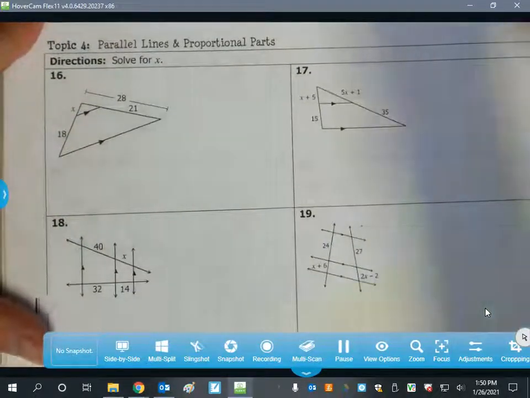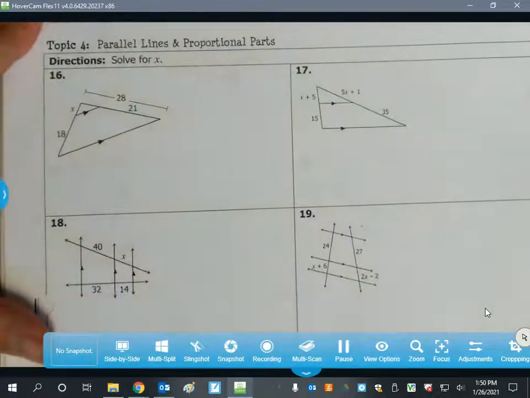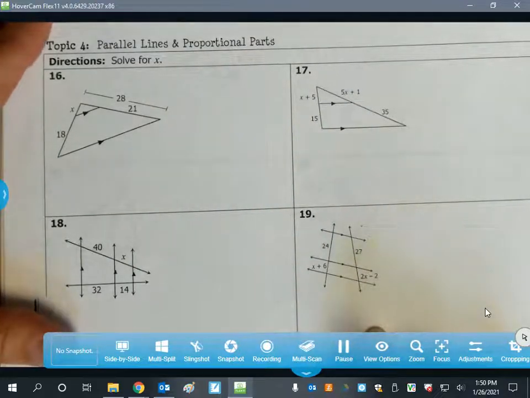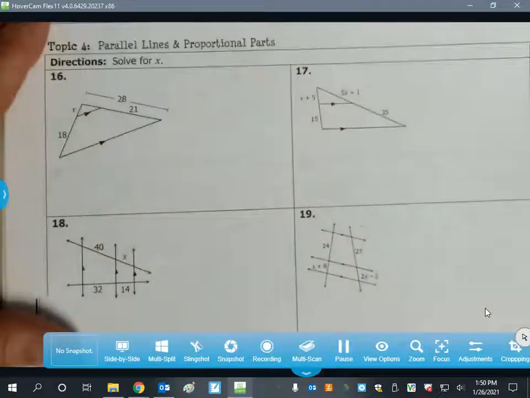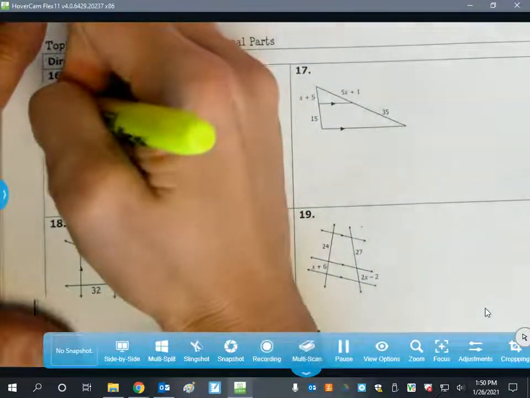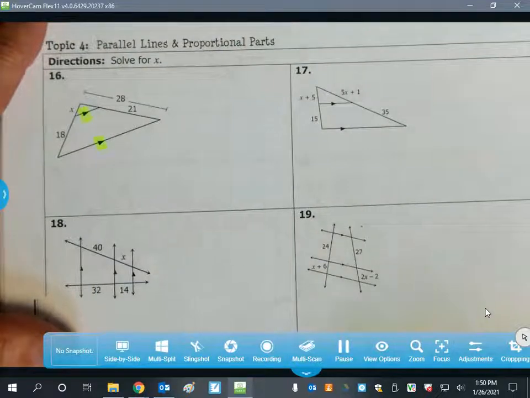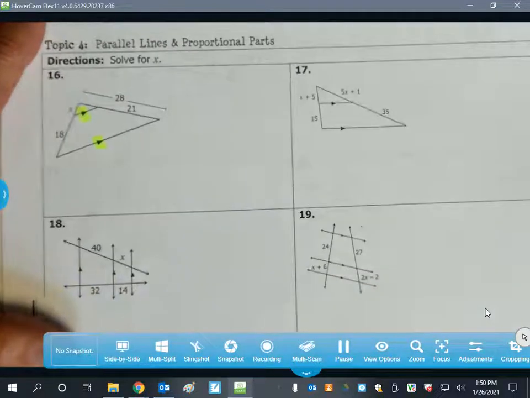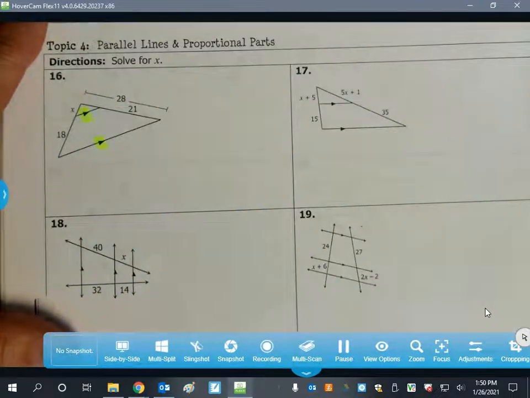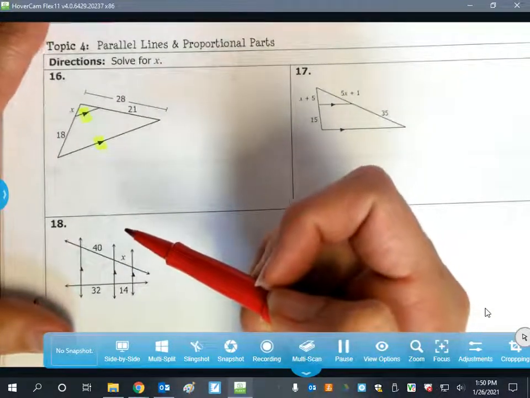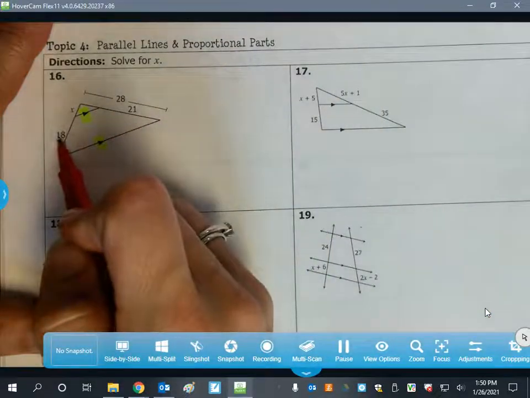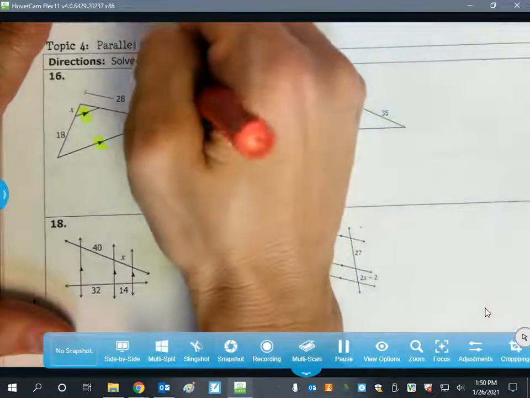All right, for number 16, we started talking about those special relationships when you have parallel lines. And remember, these relationships can only be used if you have the parallel symbols on the lines, which are those little arrows. Those little arrows are the only way that you can use this particular type of ratio. So for this first ratio here, remember, we have little piece over little piece equals little piece over little piece. So we're going to do 18 over 21.